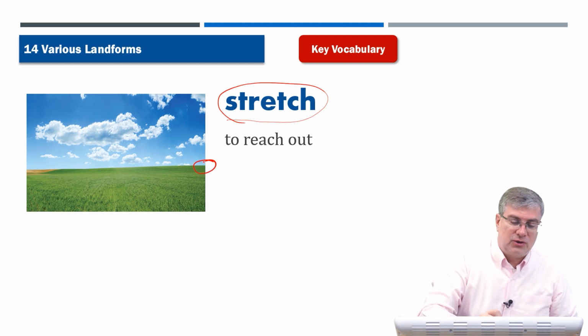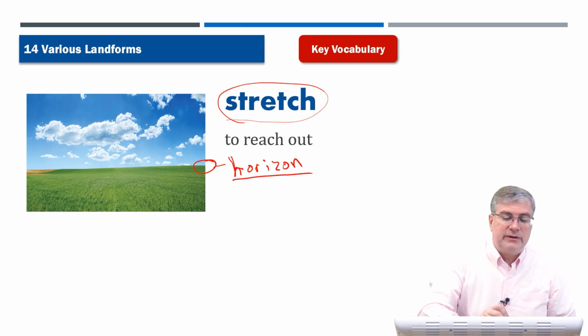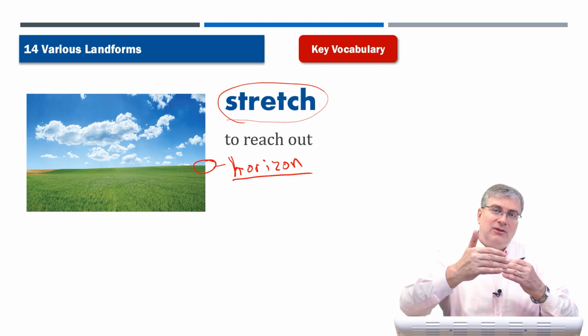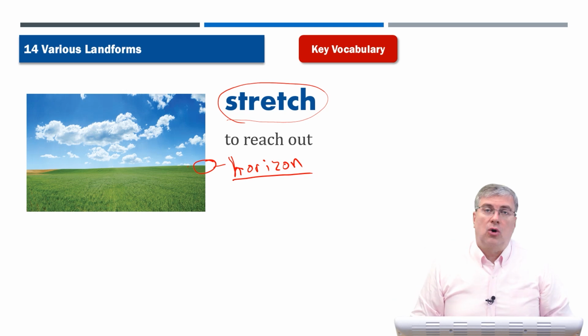I should just mention this, that's an H, horizon. Teaching you a new word here. Horizon is where the land meets the sky. That's the horizon. So the land stretches out to the horizon.